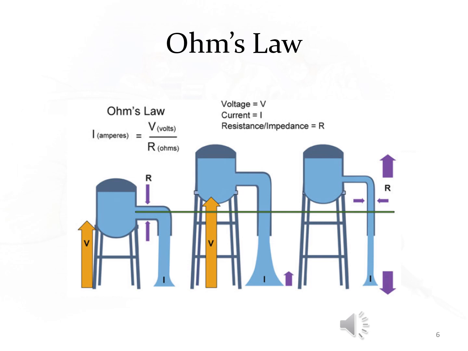If the voltage is increased, like increasing the height of the water tower, and the impedance is held constant, current will increase proportionately. If the voltage is held constant and impedance increased, current will decrease.